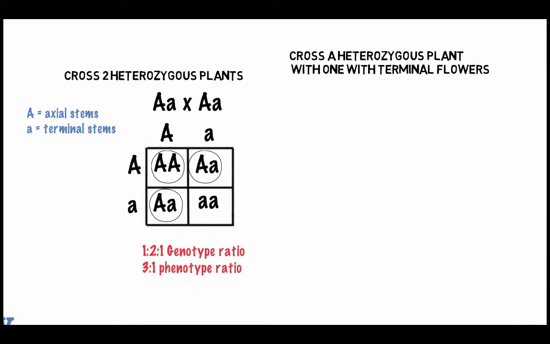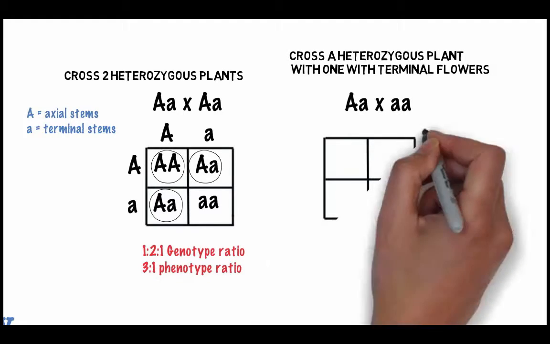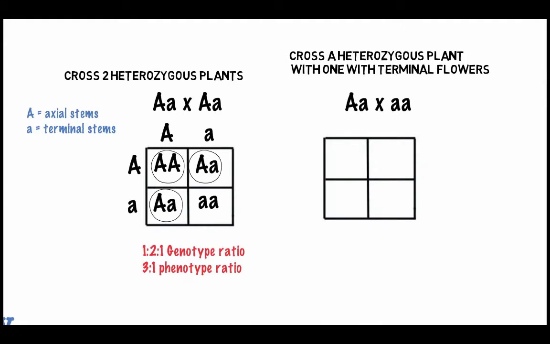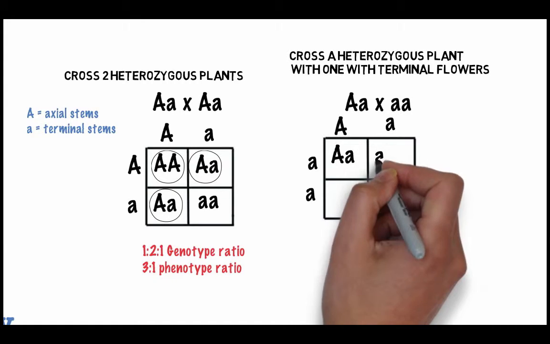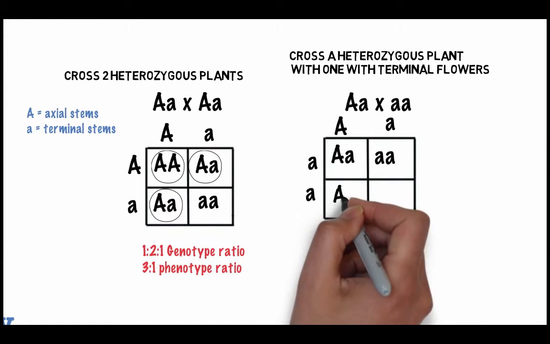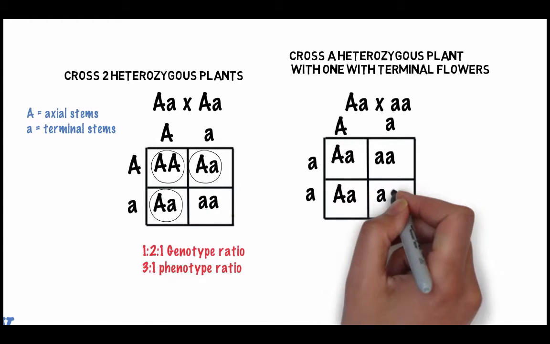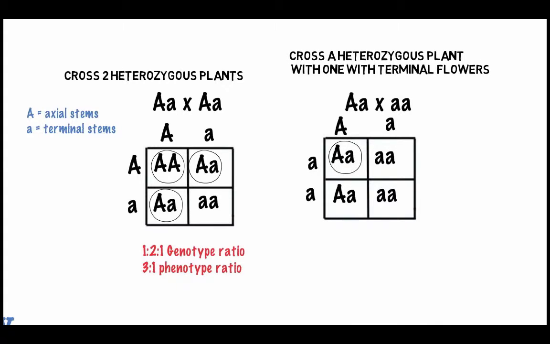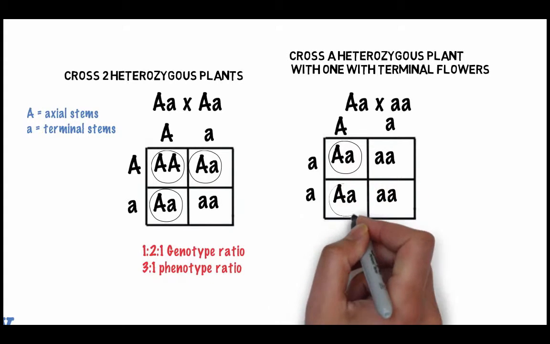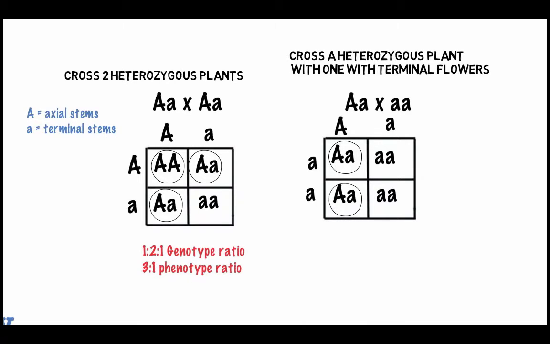In the second cross, a heterozygous parent is crossed with a homozygous recessive. Like in the previous cross, record the possible gametes for each parent along the sides and top of the Punnett square. When the zygote combinations are recorded, filling in here, you can see that there is a 1-to-1 ratio for both the genotype and the phenotype.